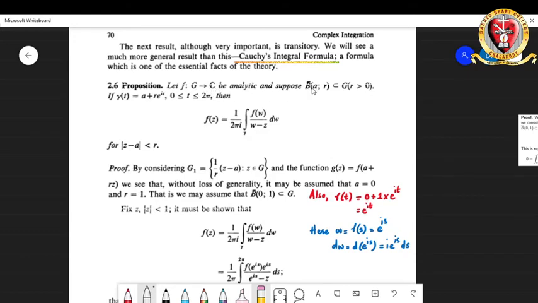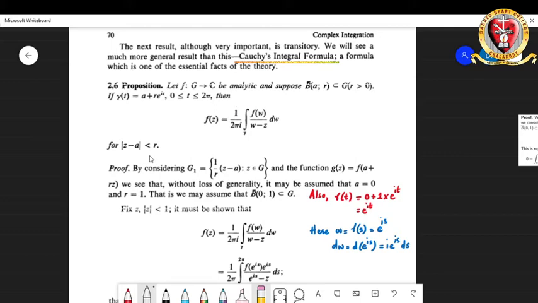And suppose the closed disk, B bar of a, r, having a as the center and r as the radius, is contained in this G, such that the radius r is strictly greater than 0. And we are given a curve, which is gamma of t defined as a plus r e raised to it, where t is varying from 0 to 2 pi.